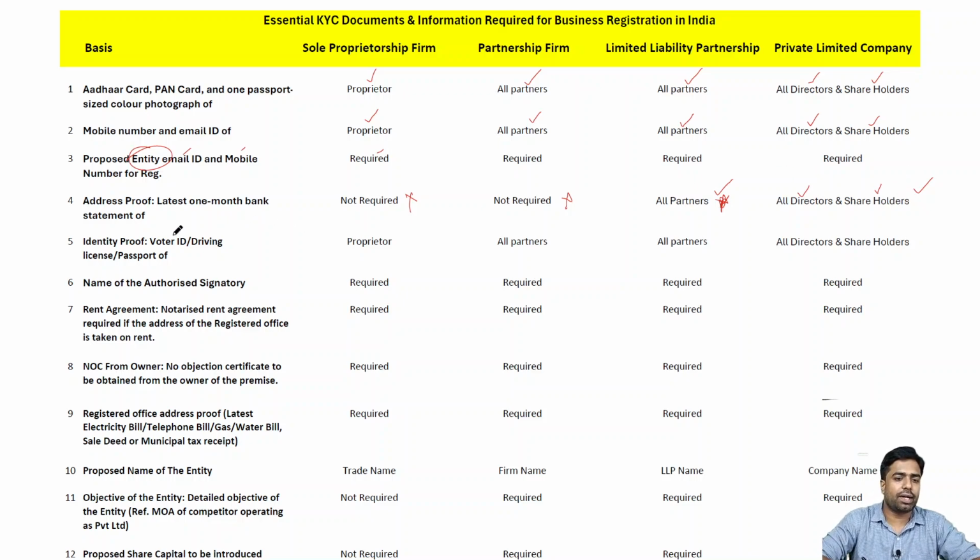Now, identity proof. As identity proof, you can give a voter ID, driving license, or passport. For a proprietorship, the proprietor is required. For a partnership firm, all partners; for LLP, all partners; for private limited, all directors and shareholders are required. Now, name of authorized signatory. The government wants to know who is the authorized signatory on the company's behalf. From the company side also, we can authorize one person for compliances like this.